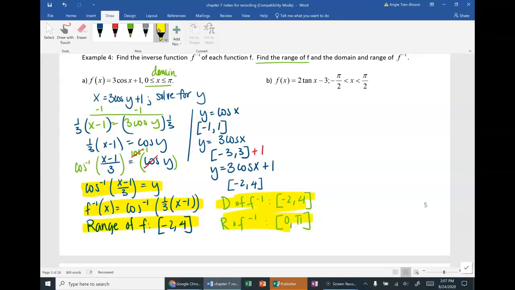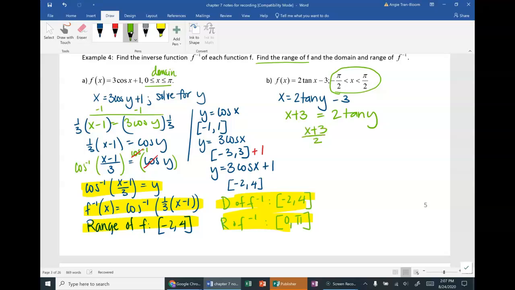Part B. Given to us, f of x equals 2 tangent of x take away 3. And they gave us a restriction from -pi/2 all the way to pi/2, which is the domain of f. So now, let's switch x for y and y for x, and then solve for y. First things first, add 3 to both sides. So now you have x plus 3 equals 2 times tangent of y. Divide both sides by 2. So now you have (x plus 3) all over 2 equals tangent of y.